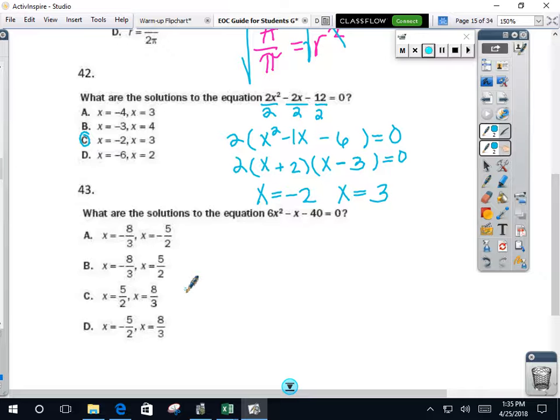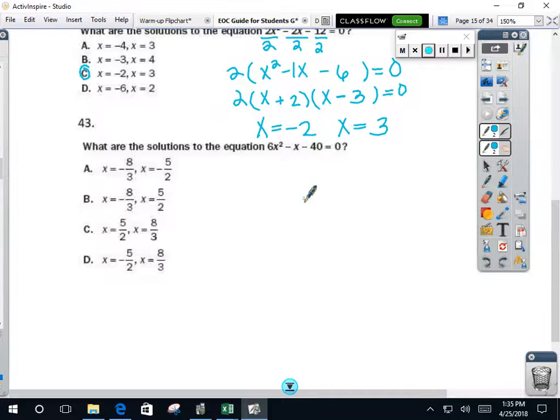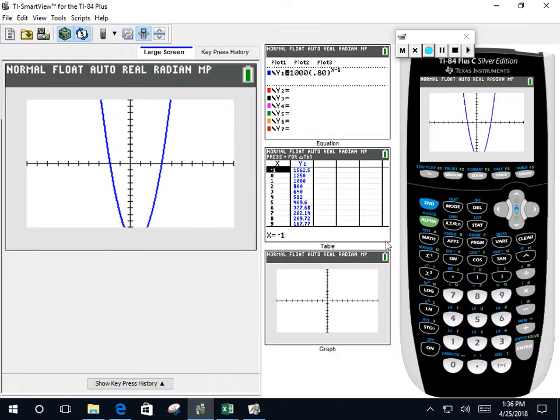Emma. Okay, number 43. What are the solutions to the equation 6x squared minus x minus 40 equals 0? Does this look like one that you want to try to factor like we did last time? By what? Oh, you mean the A times C method? You could, but I would just graph it to save time. So 6x squared minus x minus 40.